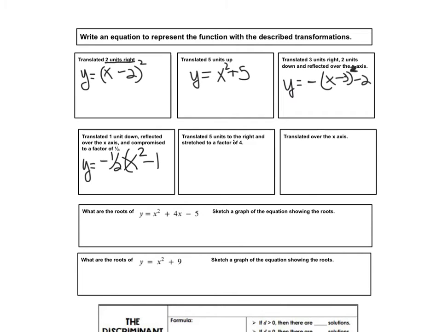5 units to the right and stretched by a factor of 4. So A is now 4. And it was 5 units to the right, plus 5. So in opposite world, it's minus 5. And then it translated over the x-axis. So it's going to be the parent function, but it's going to be negative x squared.